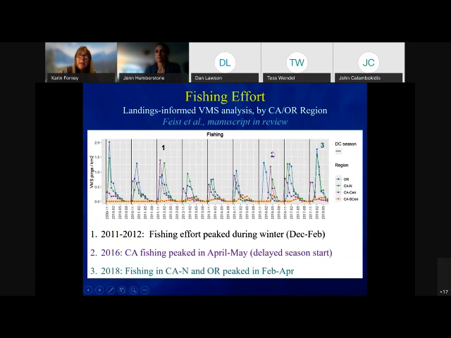Number 2, in 2016, we see in purple, the Central California, the fishing peaked in April through May, so it was delayed. It was later because of the delay in the season start caused by domoic acid. In 2018, we also see a later peak. This is number 3, in Oregon and Northern California, and that peaked in February through April rather than earlier, as was happening throughout most of the time series. So we're picking up patterns of variation in the fishing effort that occurred during these years.